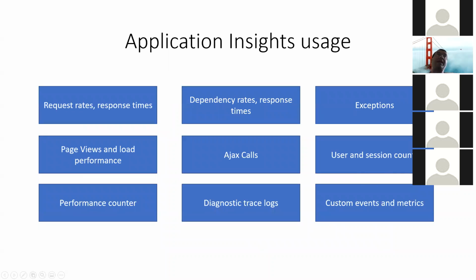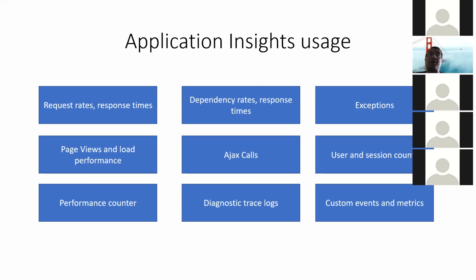What can we use Application Insights for? We can track request rates, response times, and failure rates, and see which pages perform best. We can use it for dependency rates, response times, and failure rates. I think Craig has posted recently something in one of the Slack channels where you've seen a few dependency rates as well, as an example. I will show you a few examples of that as well.